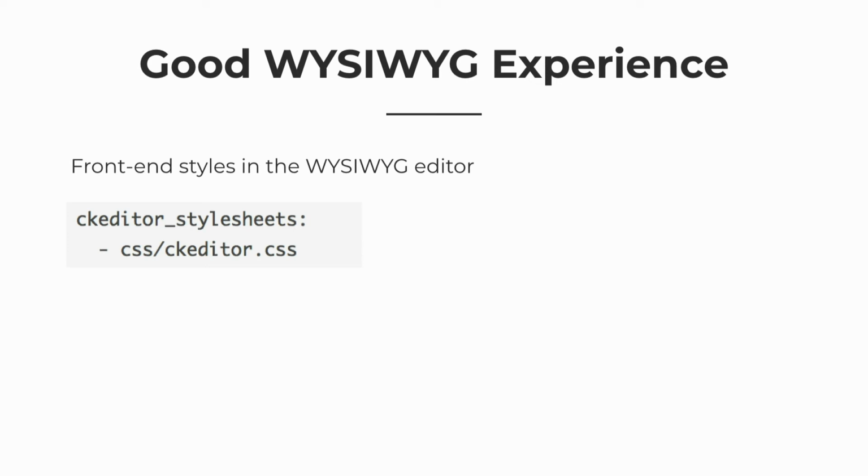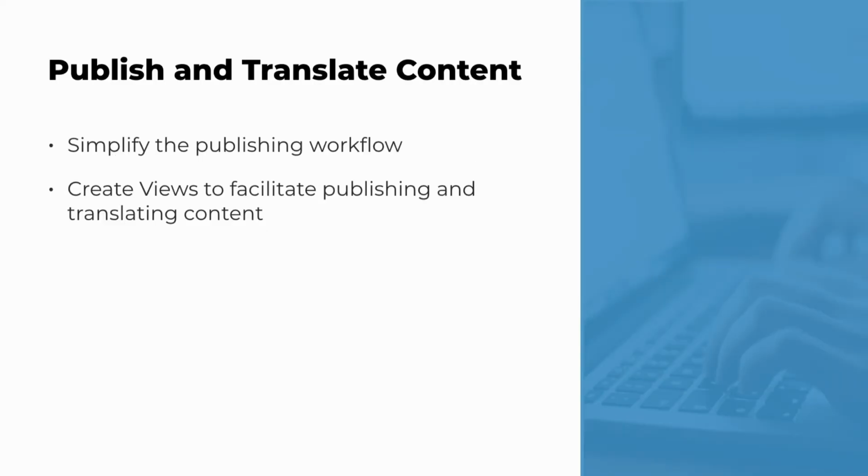So having a real WYSIWYG experience where you see what you get, you can make this more real for people by adding some CSS in your theme that's going to be used in that CKEditor. So this is actually CSS that you put into your own theme that's going to be used on the front end, and then that is going to get carried over to the WYSIWYG. And you can look for an example of this in Bartik. The Bartik theme does that.